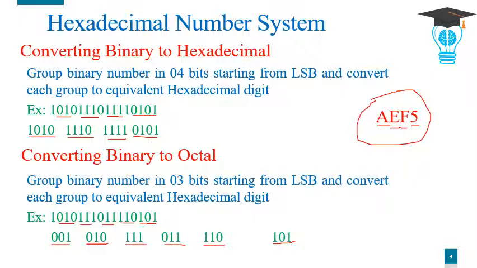Now convert each group into its equivalent decimal. The first group is 101, which is 5. The second group is 110, which is 6. The third group is 011, which is 3. The fourth group is 111, which is 7. The fifth group is 010, which is 2. And the sixth group is 001, which is 1. The equivalent octal for the binary number given will be 127365.